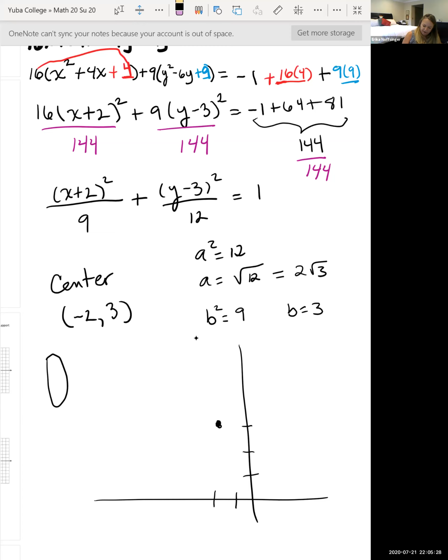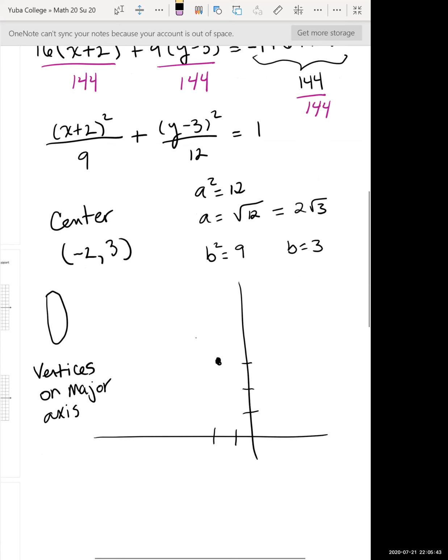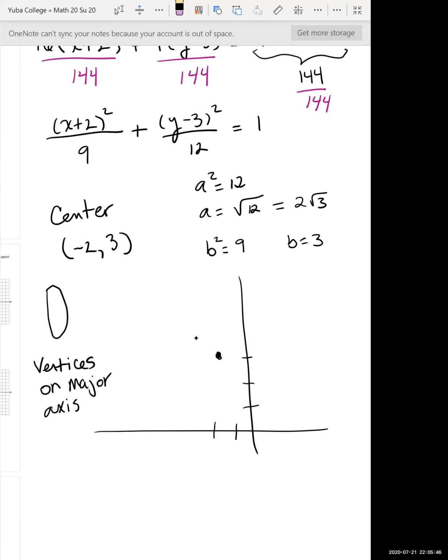So my vertices on the major axis, that's affecting my y value. So I'm going up and down a for my y value. My vertex is going to be at negative 2, and then 3 plus or minus, I'm just going to leave it in this form, 2 root 3. So going down 3.5, about here.